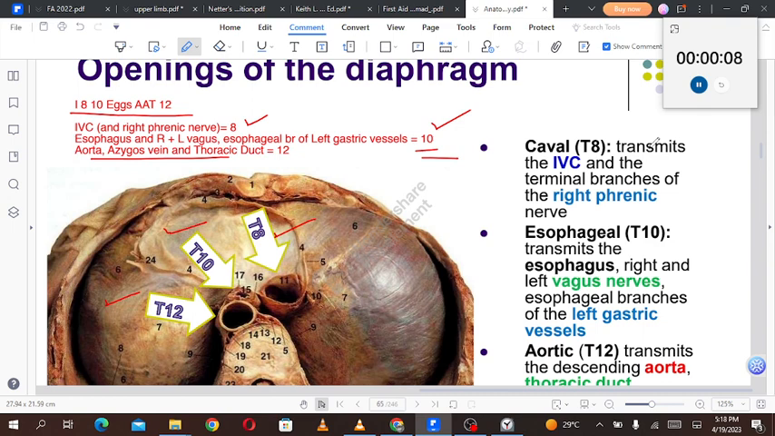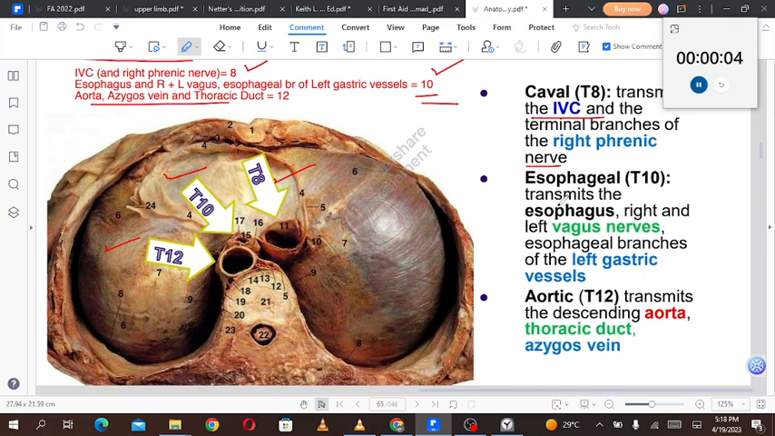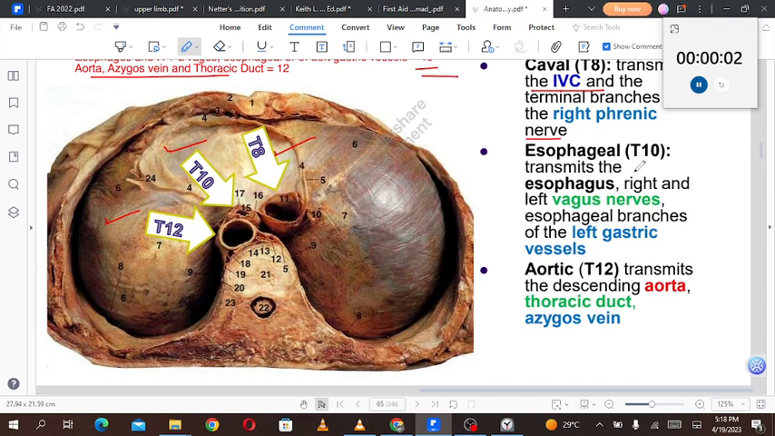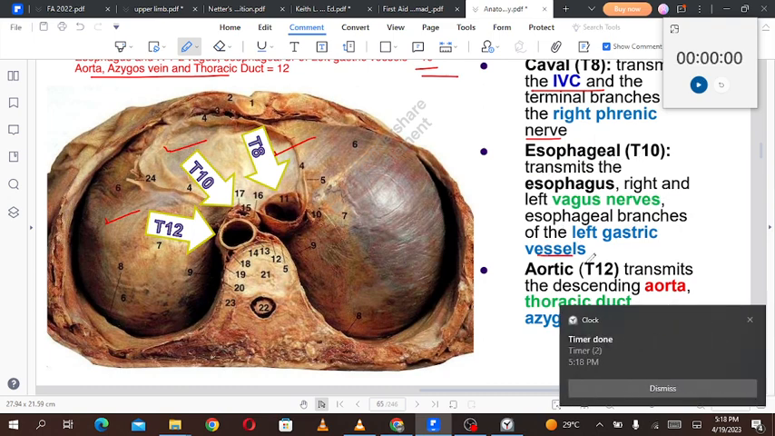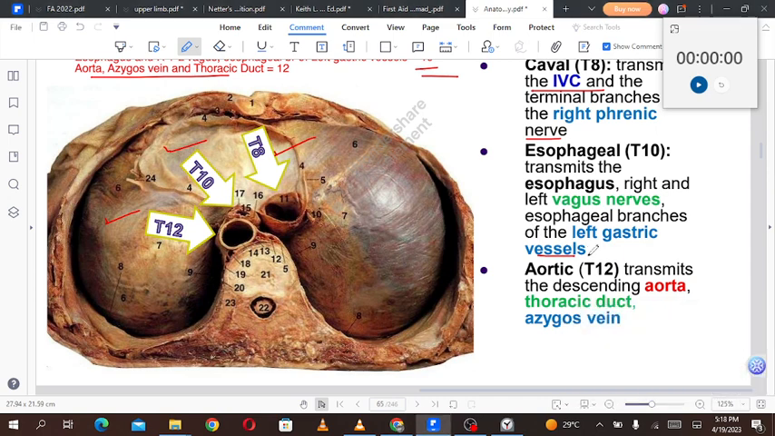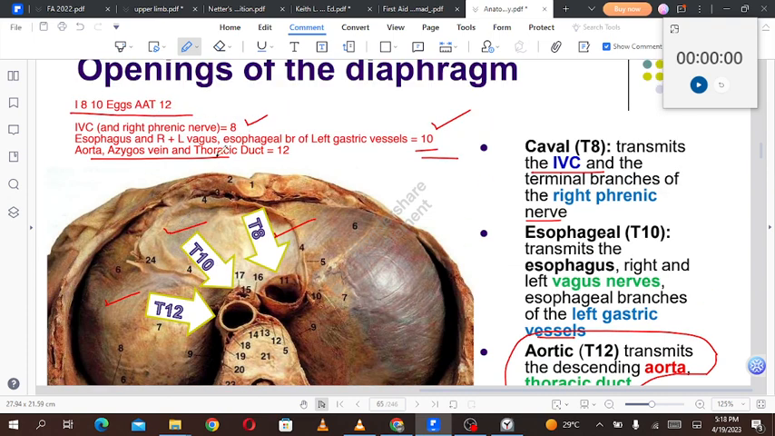The caval opening at T8 transmits the inferior vena cava and terminal branches of the right phrenic nerve. The esophageal hiatus at T10 transmits the esophagus, right and left vagus nerves, and esophageal branches of the left gastric vessels. The aortic hiatus at T12 transmits the descending aorta, thoracic duct and azygos vein. So remember these three locations: T8, T10 and T12. T8 is the caval opening for the inferior vena cava, T10 is for the esophagus, T12 is for the aorta, and the accessory structures passing through these openings can be remembered as well.